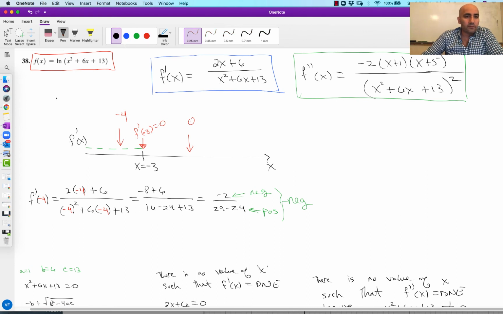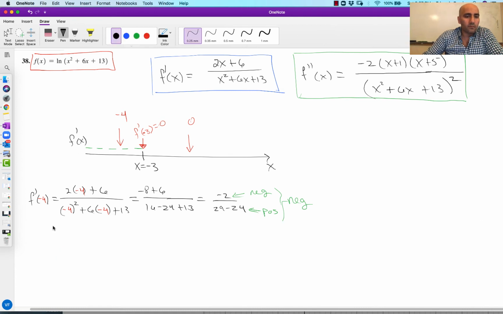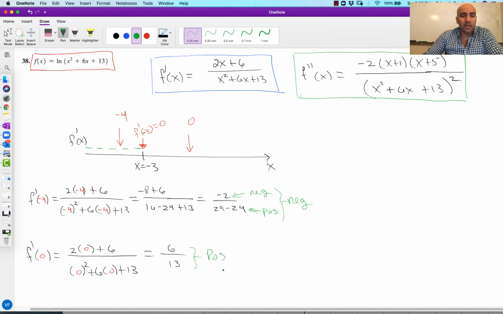So we have f prime of blank equals 2 times blank plus 6 over blank squared plus 6 times blank plus 13. And we're going to put a 0 there, a 0 there, a 0 there, and a 0 there. And so I end up with a 6 in the numerator and a 13 in the denominator. So the whole thing is going to be some positive number. Again, I don't really care about the value, just want to know the sign. So it's positive there. So we have positives here.